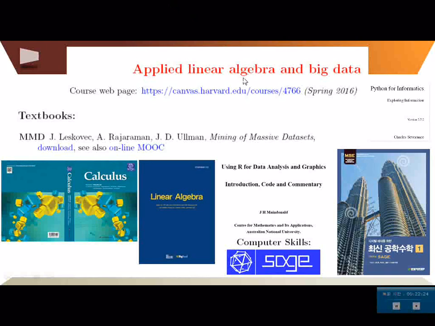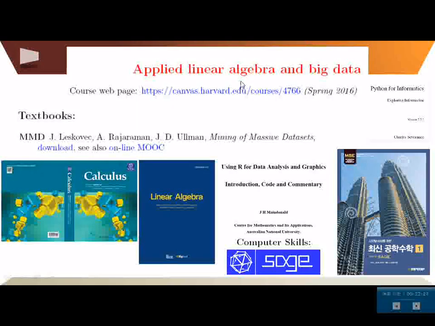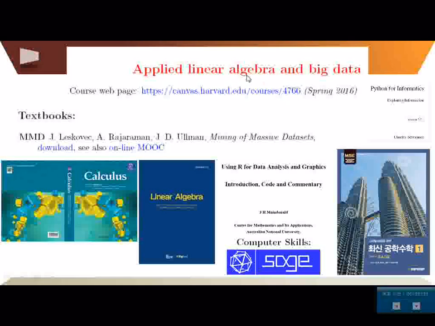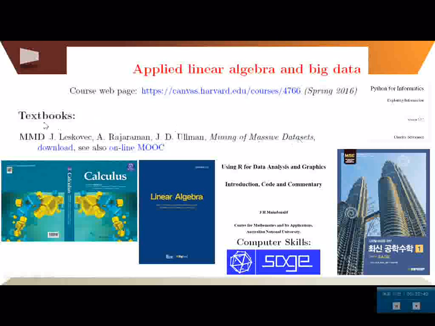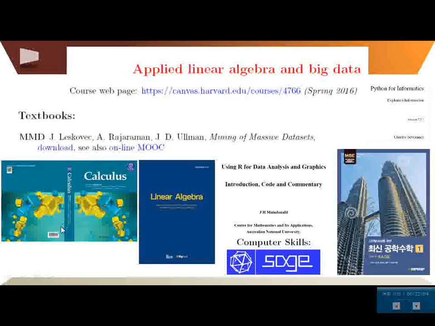Okay, so we're going to start with the syllabus. The original syllabus had the title Applied Linear Algebra and Big Data at Harvard, and the textbook is Mining of Massive Data Sets. And this is a free ebook that you can freely download. So I already uploaded this textbook in our iCampus, so you can download it, and bring it on your laptop or mobile device.